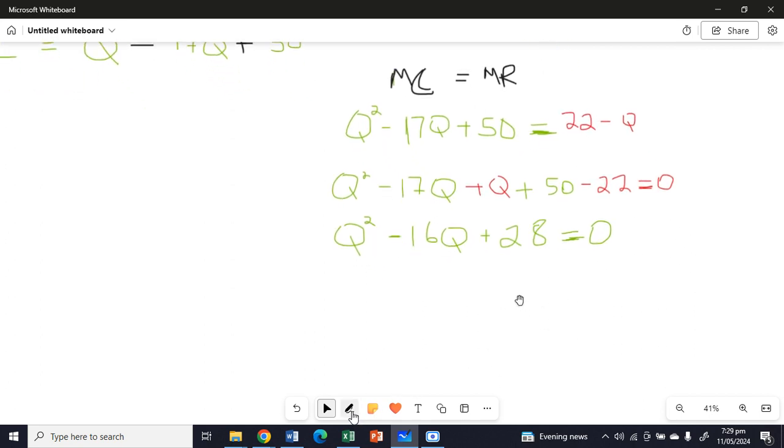All right. So now we're dealing with quadratic equations. Remember, with quadratic equations, you have to find A, B, and C. A is the coefficient of q squared, B is the coefficient of q, C is the constant. So A is 1, B is negative 16, C is 28.